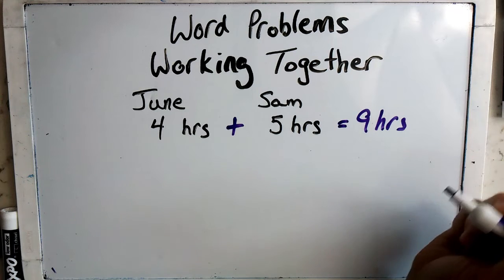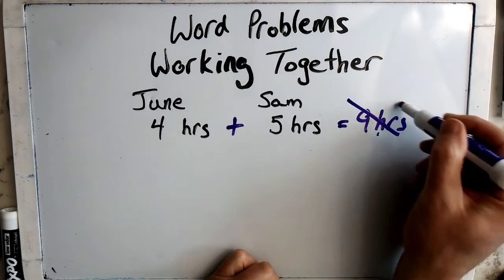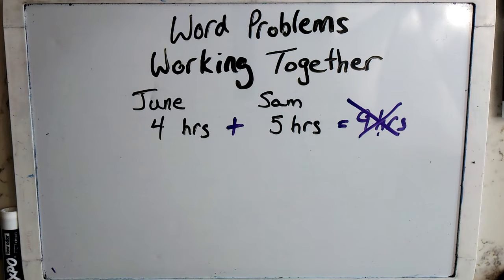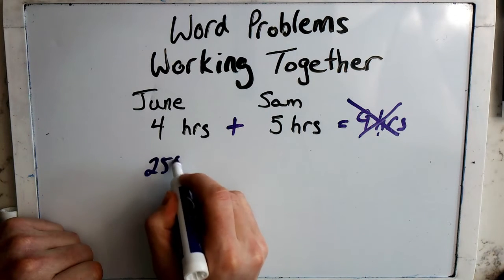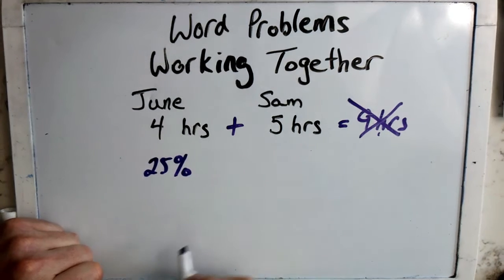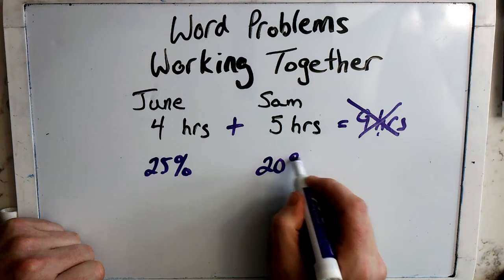But wait a second, that actually doesn't make sense. It takes them longer to do it together, so we can't just add them. But the idea is correct. We just can't add the numbers as is. What we need to do is convert to kind of like a percent. So 4 hours, June can do 25% per hour. Sam can do 1 out of 5 or 20% each hour.